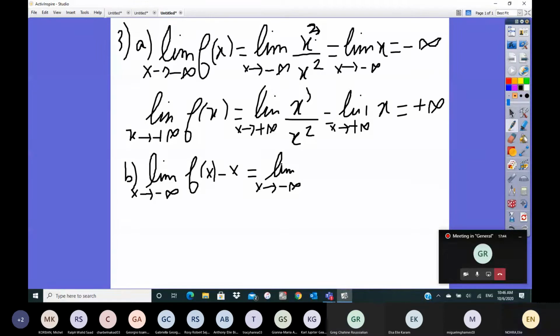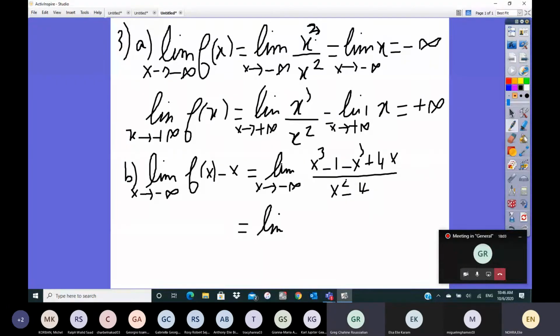Okay, sir. Limit as x tends to minus infinity of x cubed minus 1 minus x cubed plus 4x over x squared minus 4. It's the limit of 4x over x squared, the limit of 4 over x, it's 4 over minus infinity, which is 0.